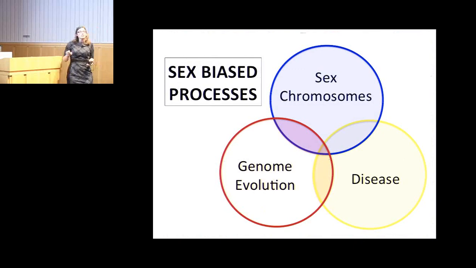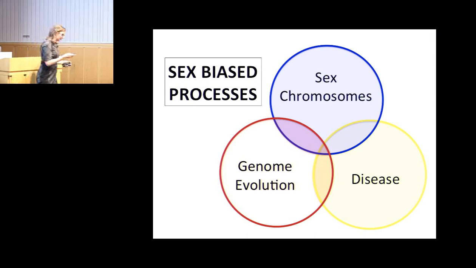So my interests are basically in sex-biased processes, and these fall into three broad areas, and that is sex chromosome evolution. Males have an X and a Y, females have two X chromosomes. It's one of the most sex-biased processes that we have. The second is looking at how sex-biased processes affect genome evolution, so differential mutation rates in males versus females. And the third is how sex-biased processes affect diseases and how people respond to different diseases and health outcomes.